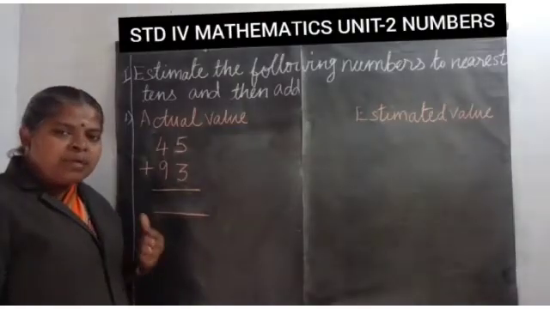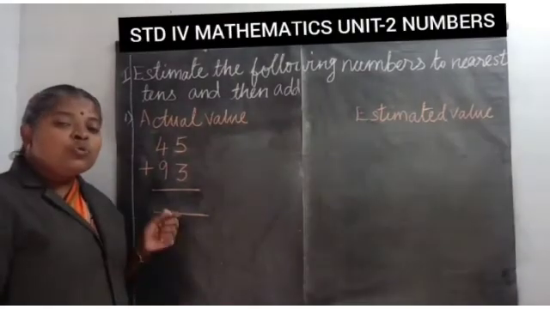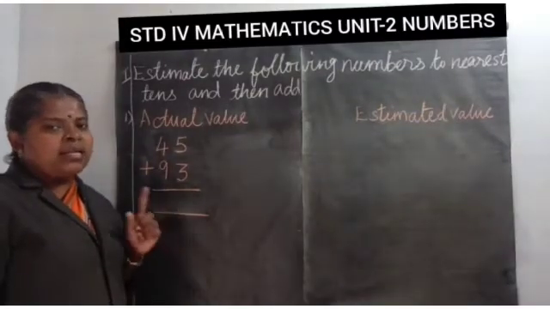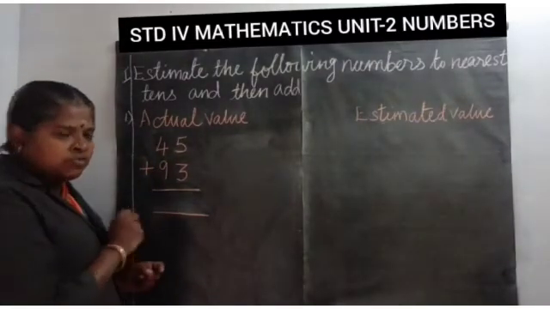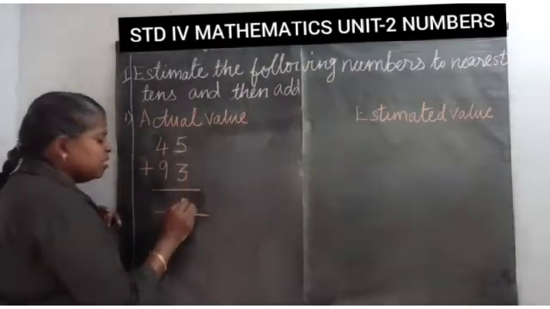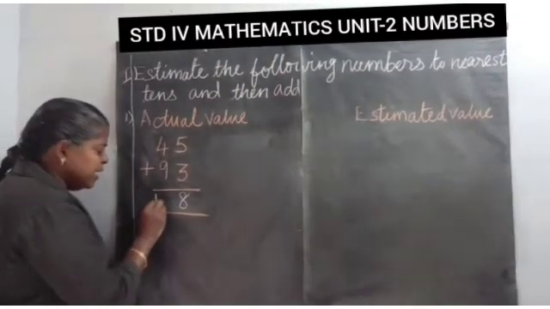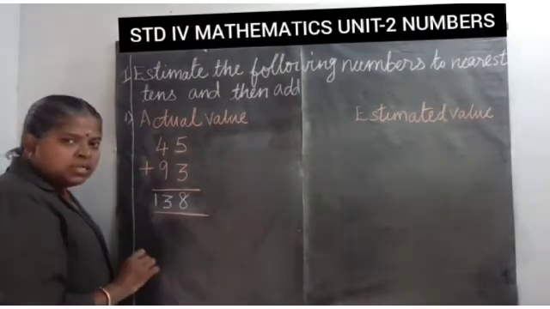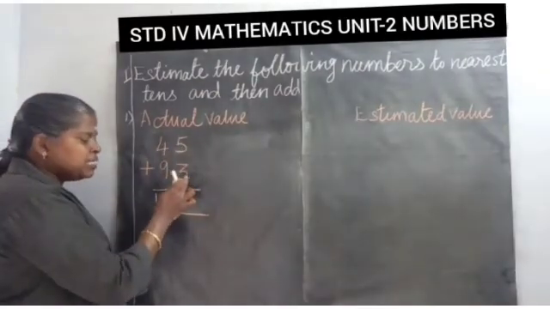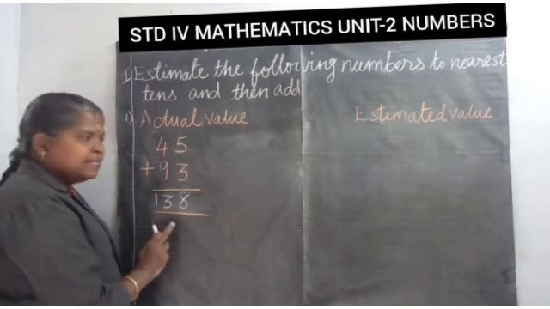Now we can estimate the numbers to nearest tens and then add. First we do the actual value. 5 plus 3, 8. 4 plus 9, 13. So 45 plus 93 is 138.